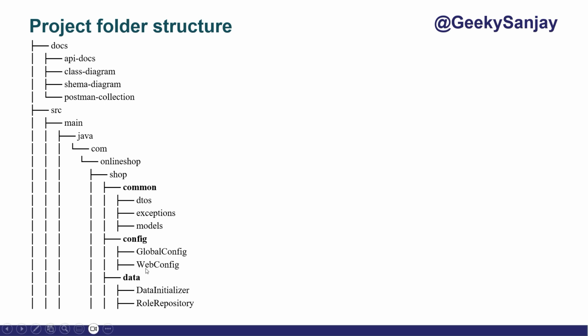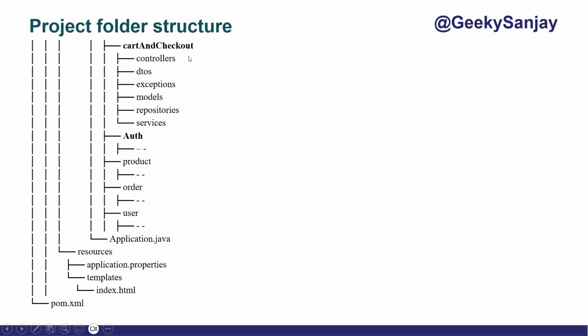Next we have data. I have created one data folder, and there I created a class DataInitializer and RoleRepository. We will look at all of these in detail when I show you my code, but here we are just understanding the folder structure. Next, we have cart and checkout. Inside cart and checkout, we keep the controller, DTOs, exceptions, models, repositories, and services. Whenever we create any folder like auth, product, order, user, all these folders have the same structure. Every folder has the controller, DTOs, exceptions, models, repositories, and services.